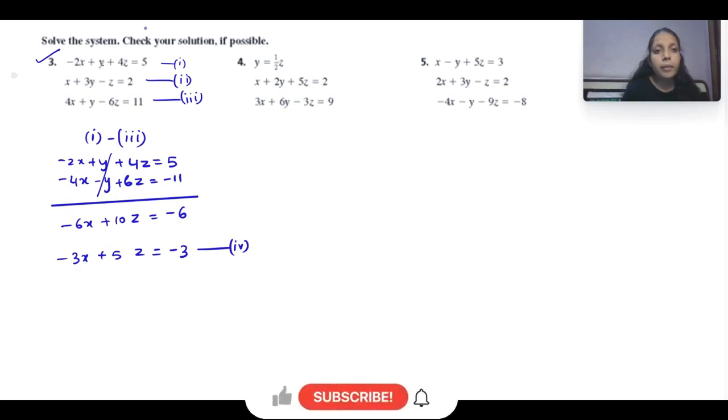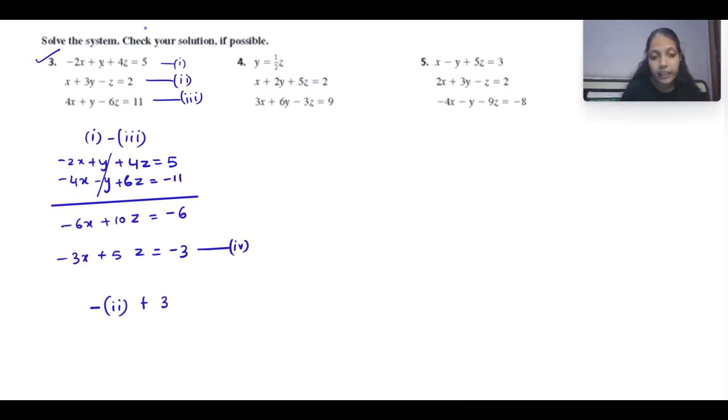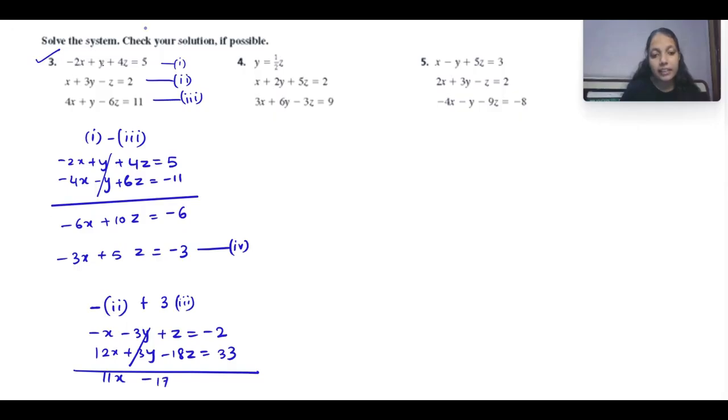Another we can do by multiplying the second equation with a negative. So the second equation is multiplied by negative, added with 3 times the third equation. 3 times the third equation. So let's write negative x minus 3y plus z equals negative 2. 4 3s are 12x, 3y, 6 3s are 18z equals 33. This will cancel. 11x minus 17z equals 31. So this is our fifth equation.